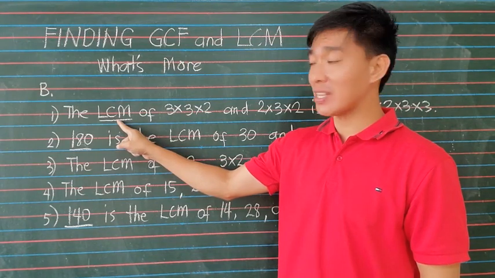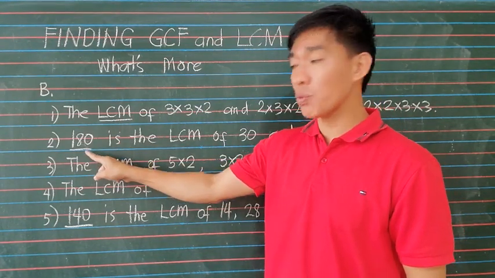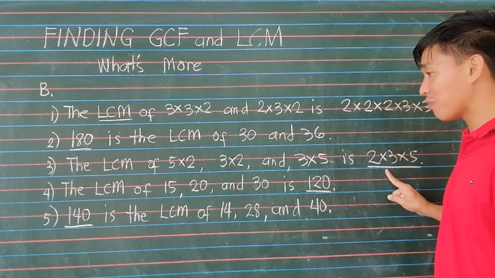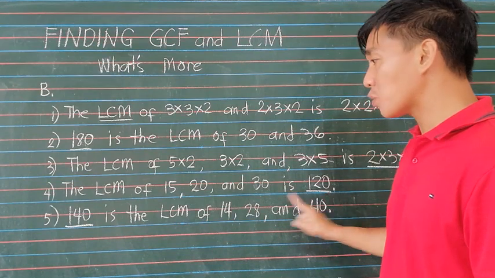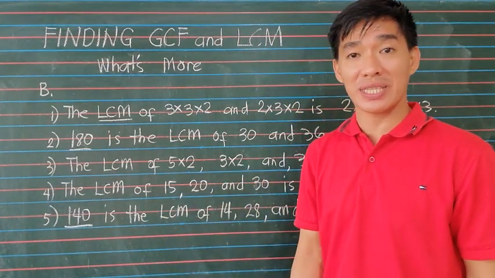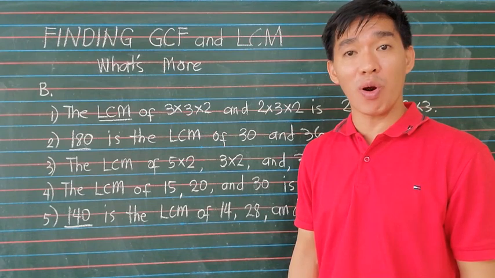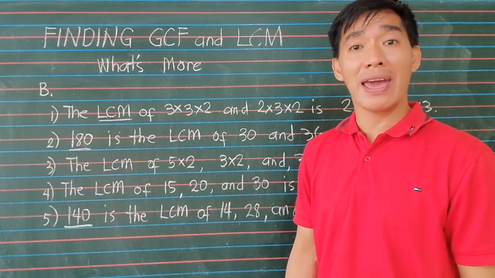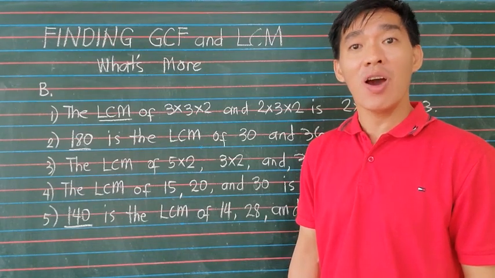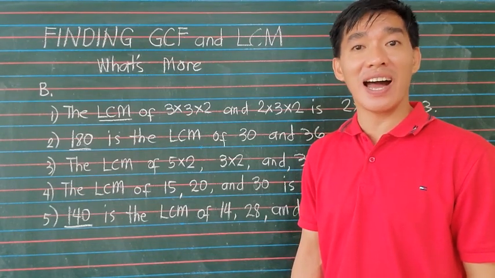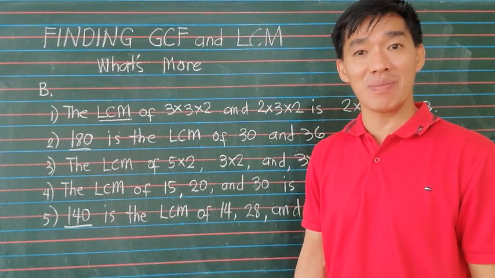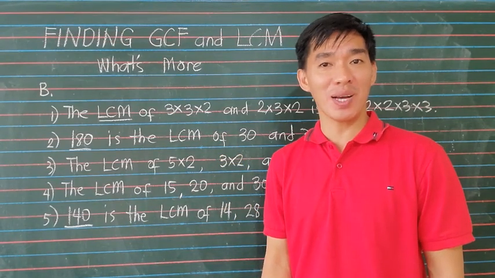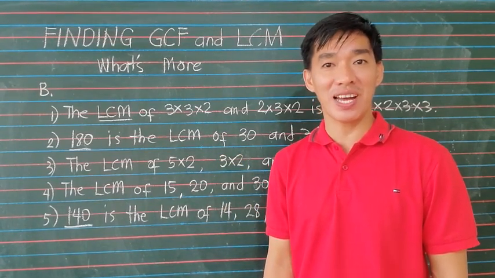Number 1, the underlined here is LCM. Number 2 is 180. Number 3 is 2 times 3 times 5. Number 4, that's 120, and number 5, that's 140. So this is a modified true or false. Write T if the statement is correct or true, and if it is false or not correct, all you have to do is to change the underlined words or number. I will give you time to answer this activity, so pause this video and try it by yourself.